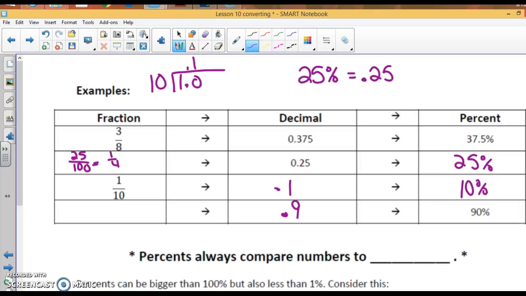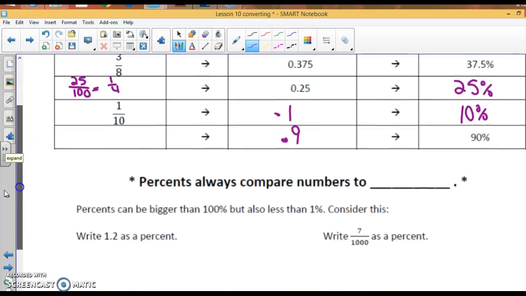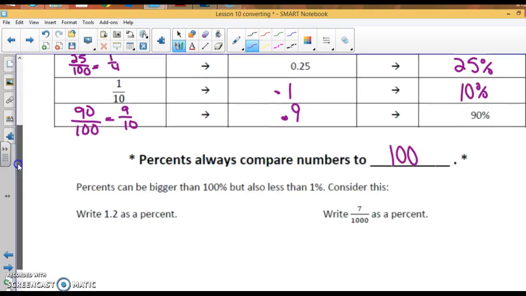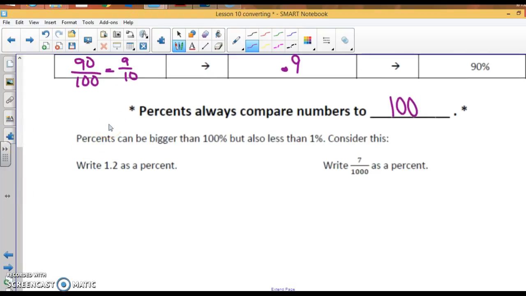And to change directly from a percent to a fraction, every percent in the world is out of 100. So it'll be 90 over 100, which is 9/10. Percents always compare numbers to 100. That's a key point. All right, so 1.2 as a percent.